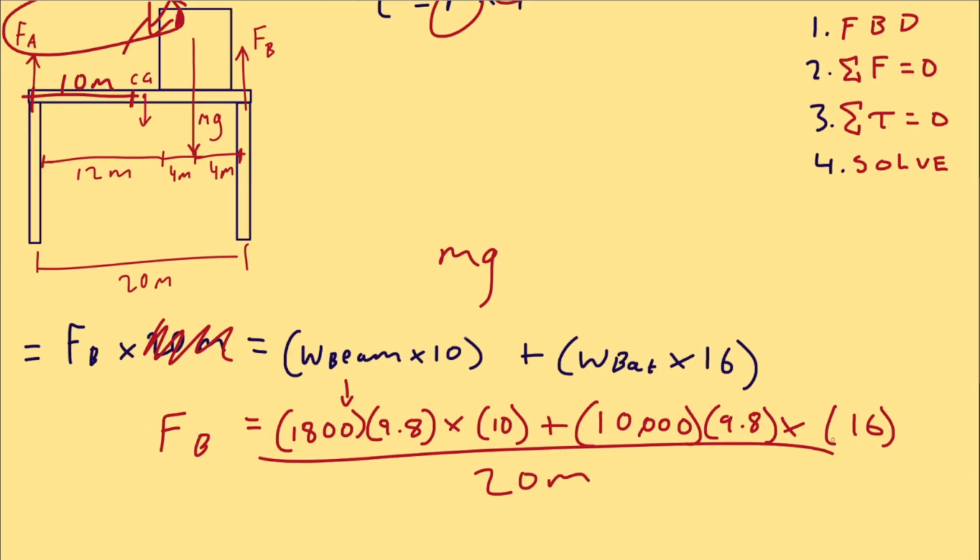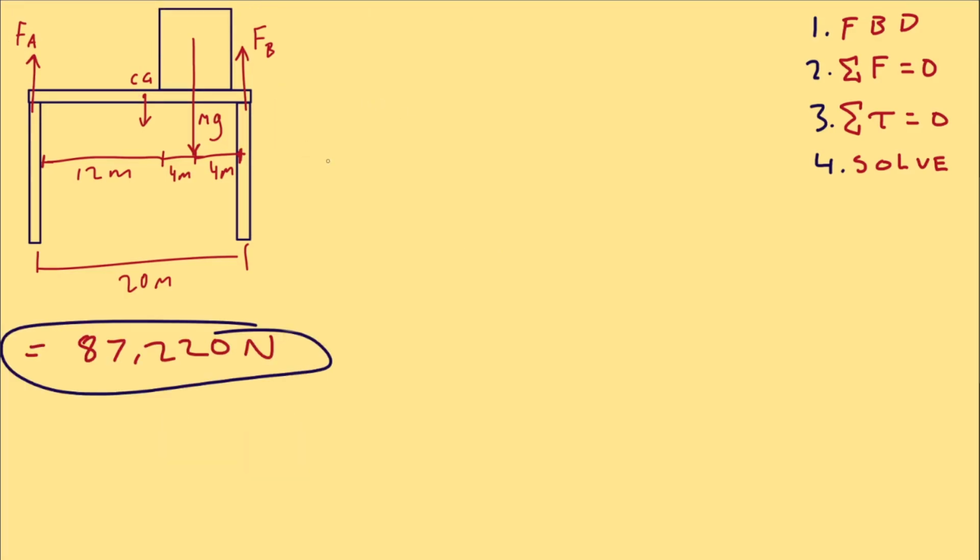This is a lot of numbers, but when you solve it, the answer you get is that the force of this right side pillar is 87,220 newtons. Perfect. If you remember our original equation for force, which was Fa plus Fb equals total weight, we are able to isolate Fa because we figured out one of the unknowns using our torque equation.